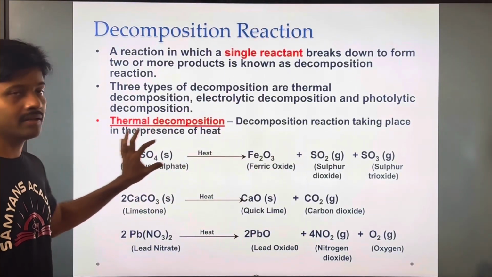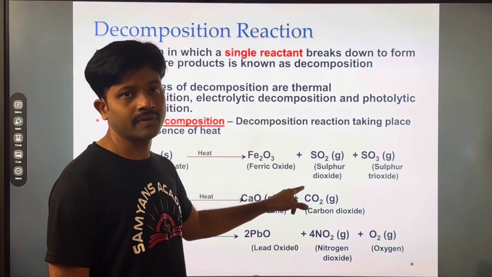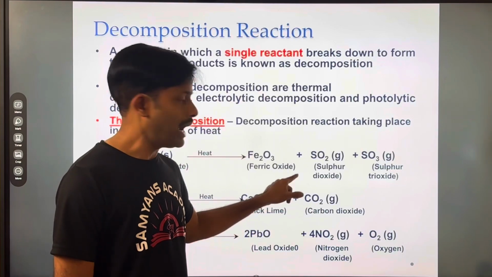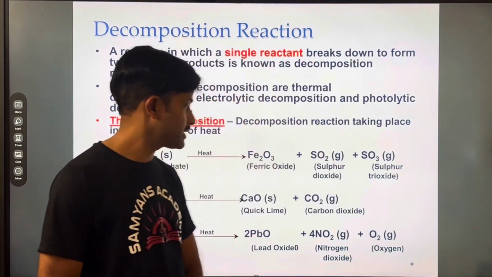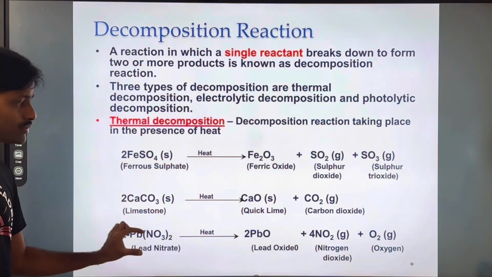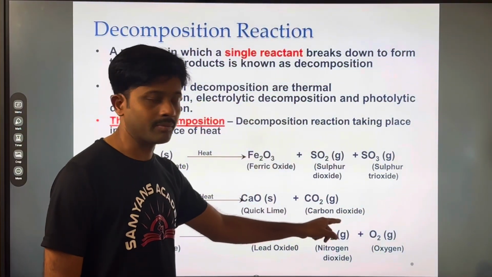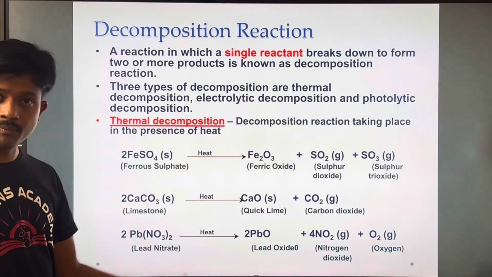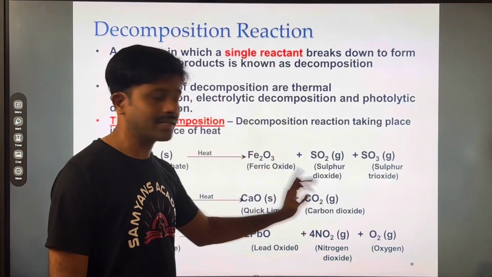Here iron sulfate in presence of heat is decomposed into Fe2O3, that is ferric oxide, which we also call rust. Along with this we get sulfur dioxide gas and sulfur trioxide gas. Now here we have the limestone. When you heat the limestone, you will get calcium oxide, which we call quick lime, and carbon dioxide. Means calcium carbonate decomposes into two substances, calcium oxide and carbon dioxide gas.